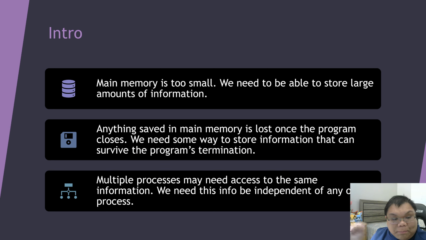Third, multiple processes may need to access the same information. So we want this information to be independent of any process. Yeah, we can do memory sharing, but what if you had to do memory sharing between two programs whose developers have no idea who they are? So really the problem is that there is not enough space, and main memory is volatile. We need some way for processes to access the same information.